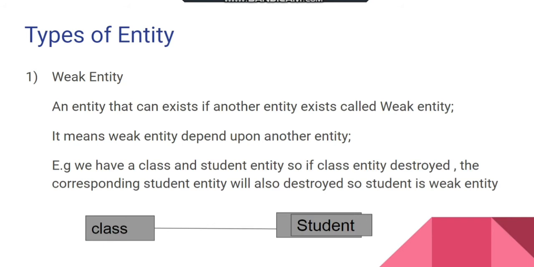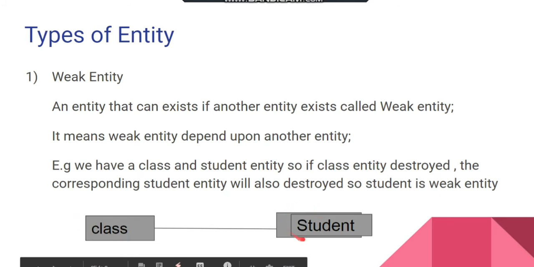So what is a weak entity? An entity that can exist only if another entity exists is called a weak entity. It means that a weak entity depends upon another entity. For example, we have a class and a student entity. If the class entity is destroyed, the corresponding student entity will also be destroyed. This is called the class entity and this is called the student entity. So if the class entity is destroyed, the student entity will also be destroyed.